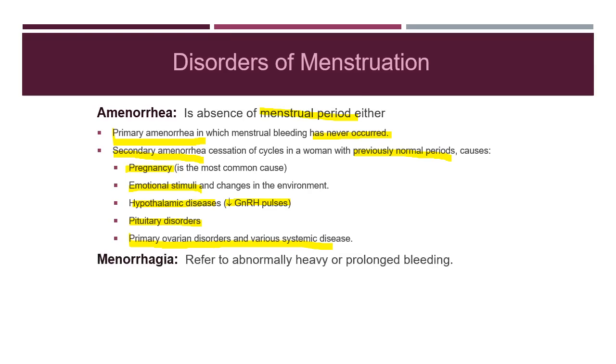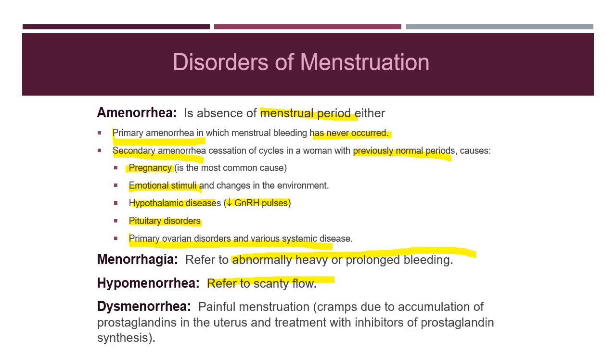Menorrhagia refers to abnormally heavy or prolonged bleeding. Hypomenorrhea refers to scanty flow of menstrual bleeding, and dysmenorrhea refers to painful menstruation or cramps due to accumulation of prostaglandins, which can be treated by inhibitors of prostaglandin synthesis.